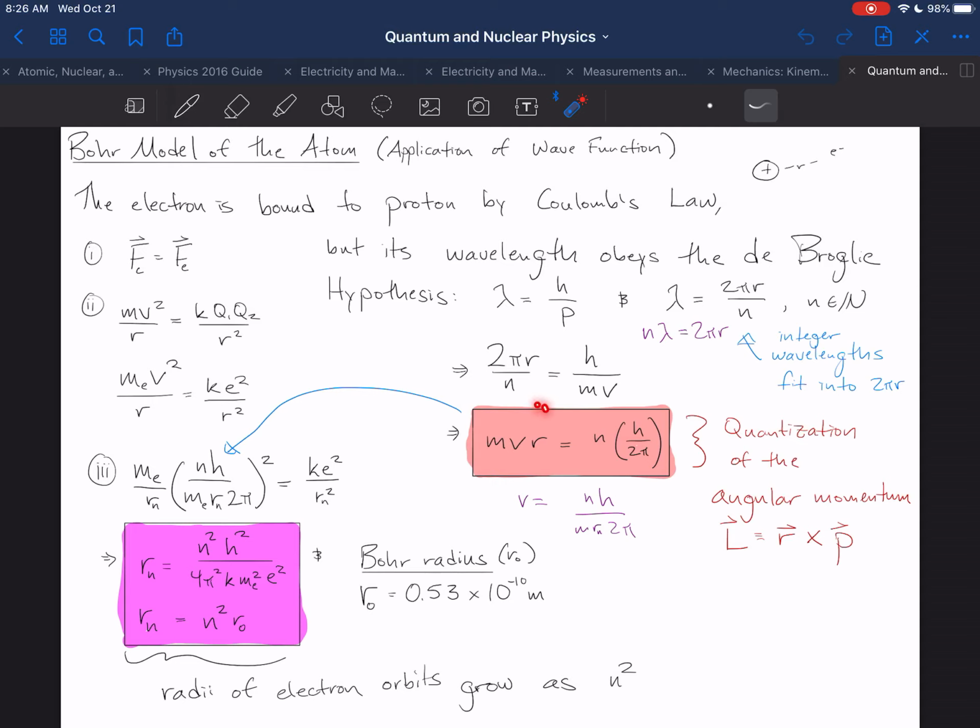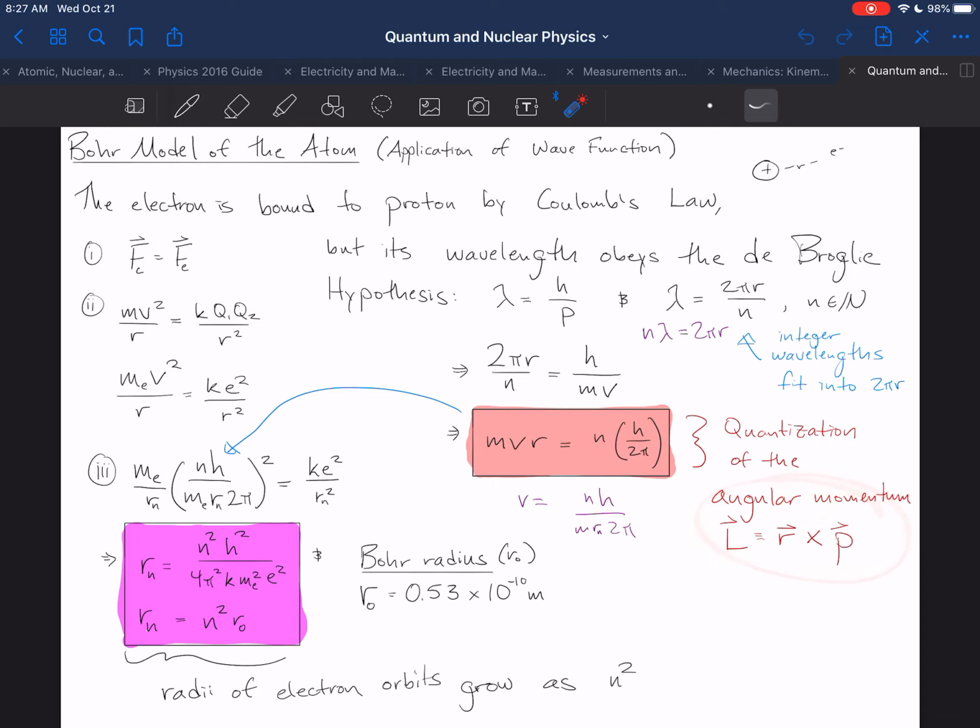So the only permissible values of this are h over 2 pi, 2h over 2 pi, 3h over 2 pi, so on and so forth. Now, in the IB syllabus, this is a little bit strange because we've never formally introduced angular momentum, and in fact, I don't want to get bogged down in it. It can be a challenging concept on its own.